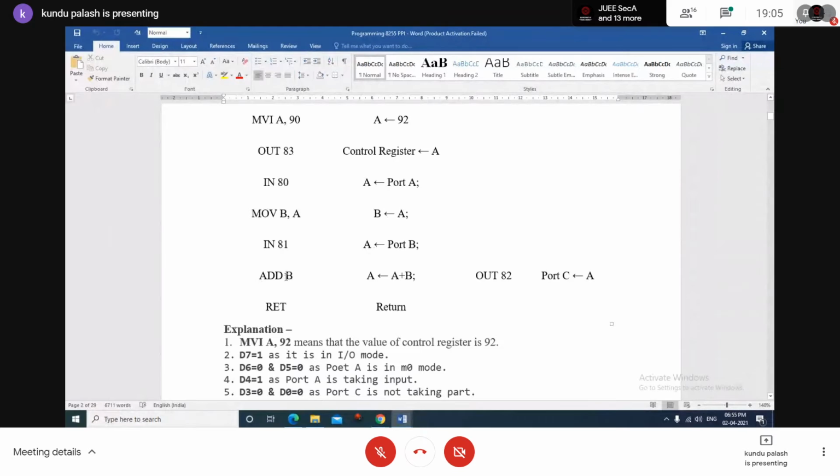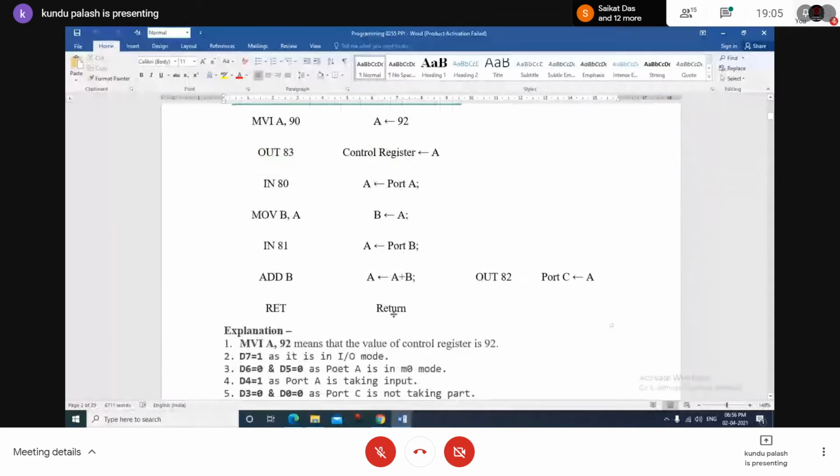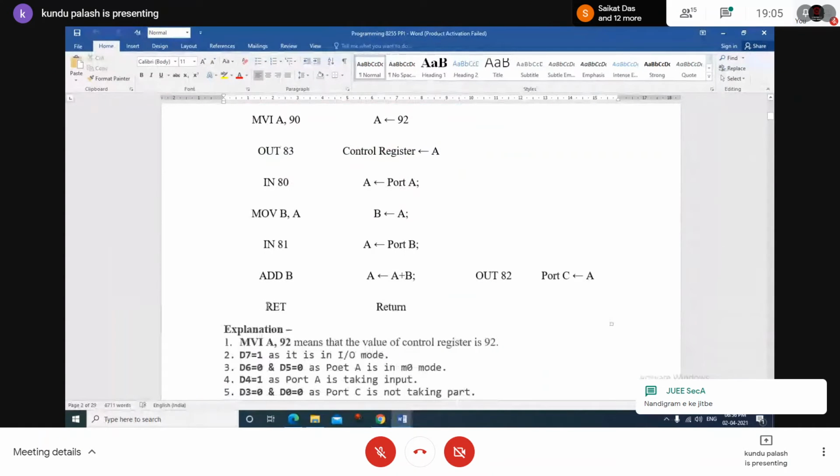So now we can use this command ADD B. That means it will perform the addition, and the result of the addition will be in the A register, which will be written or sent to the port C register, the address of which is 82. And this last instruction is return, because if we consider this a subroutine; otherwise there will be a halt.